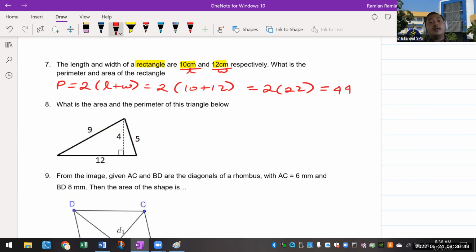And don't forget to write down the unit. Nah, kemarin ini masih banyak yang nggak ada unit ya. So that will be in centimeters, because this is in centimeters. That is for the perimeter.